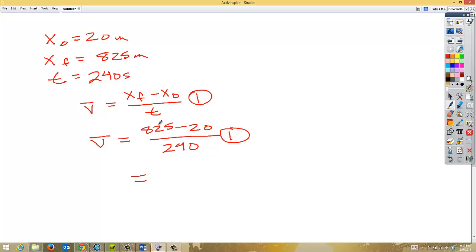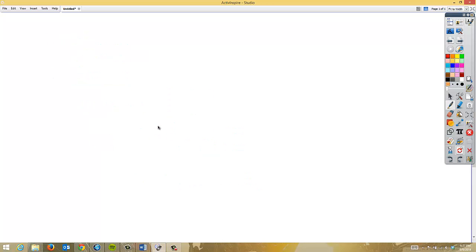So we're going to take 825 minus 20, and then we're going to divide that by 240, and we end up with a velocity of 3.35 meters per second. And that is the end of number 1. So let's go ahead and go on to number 2.